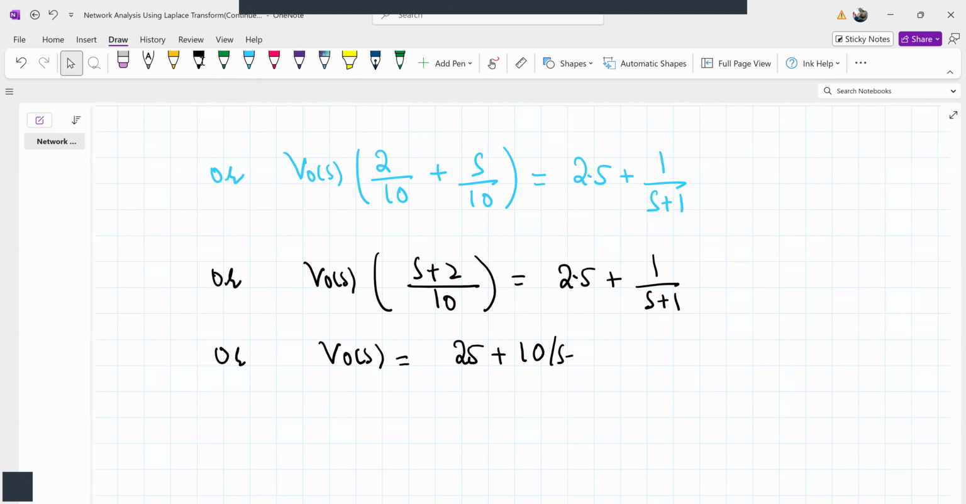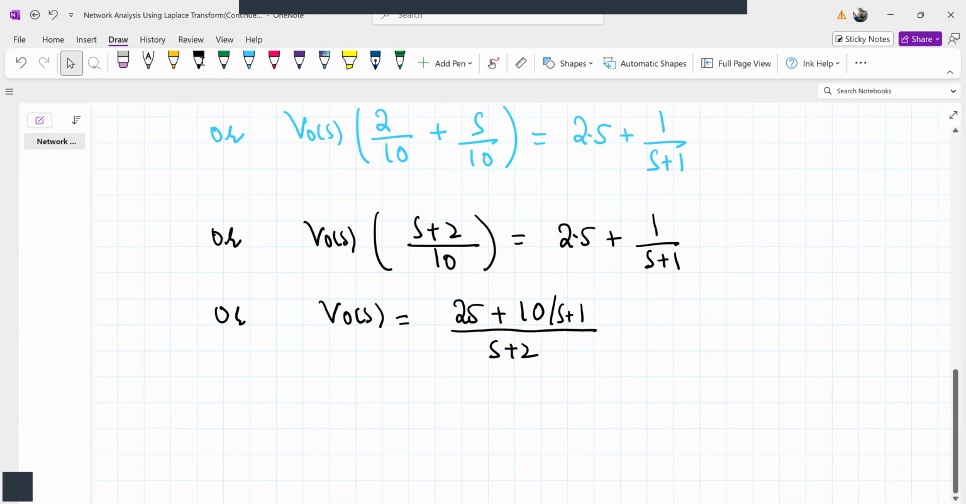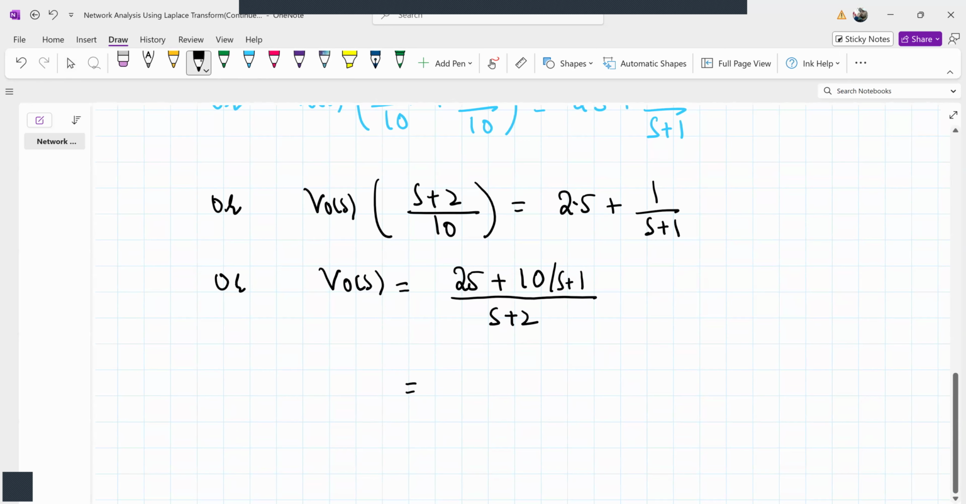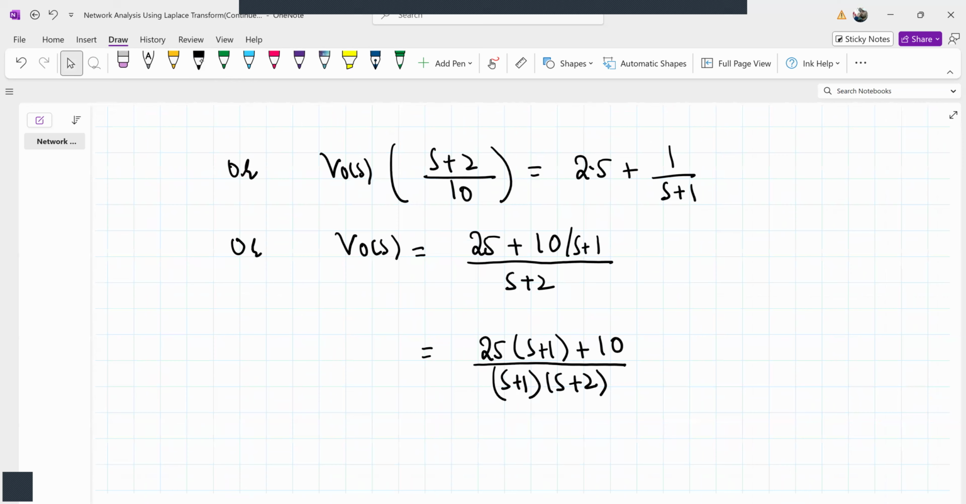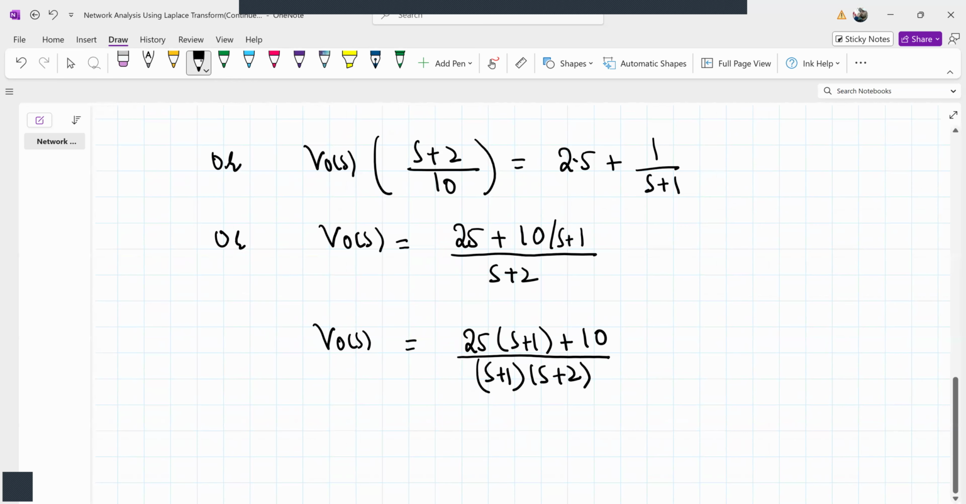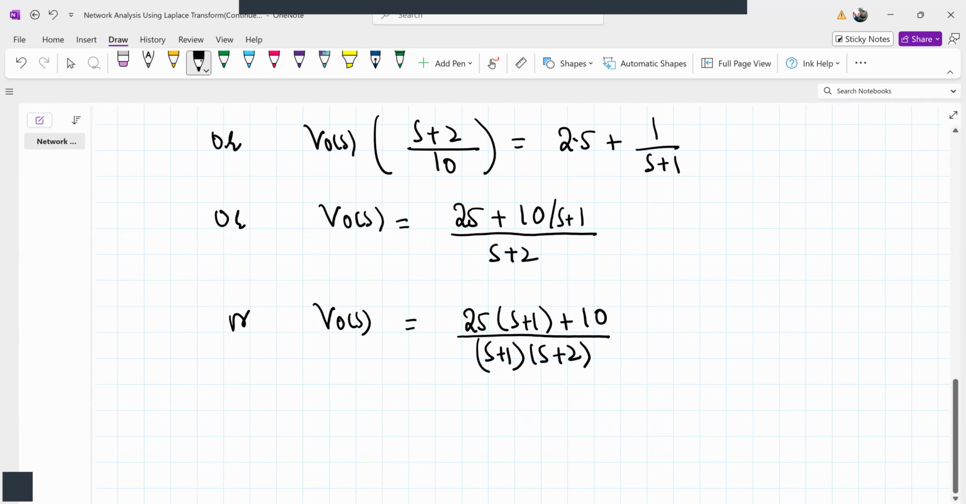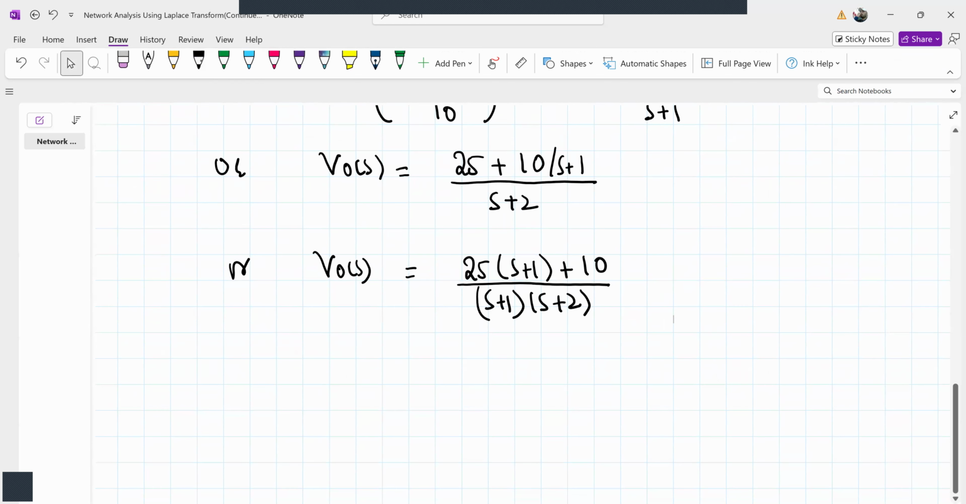And then we have S plus 1, a whole divided by S plus 2. So if we cross multiply this and simplify the terms, it will be 25 into S plus 1 plus 10 divided by S plus 1 and S plus 2. So this is our V naught of S. If you simplify this step here, we have 10 divided by S plus 1. So if you multiply this, it will be 25 into S plus 1. So you can simplify this further.